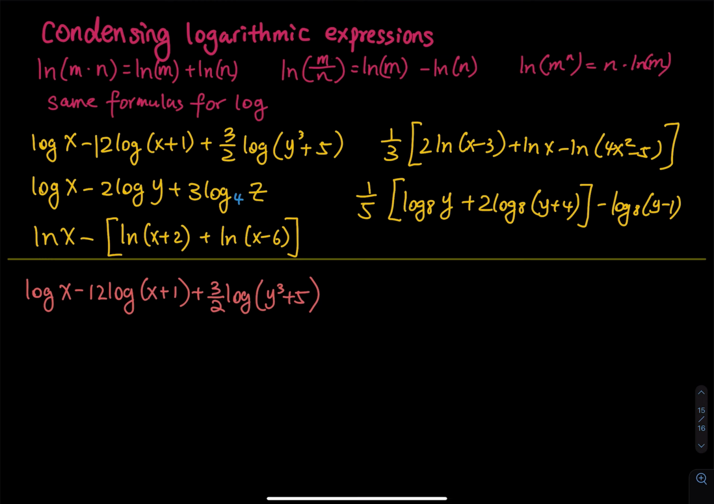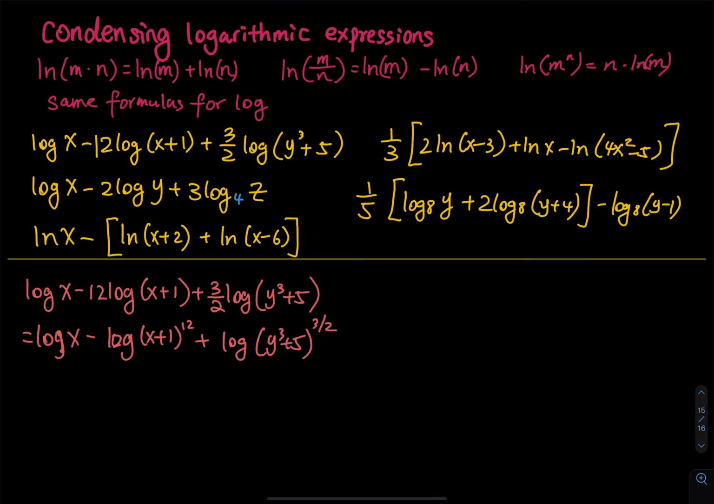If you change all the ln to log, these 3 formulas will hold. Okay, so the first one is log of x minus 12 log of x plus 1 plus 3 over 2 times log of y to the third plus 5. So first of all, let's bring the number in front of each log to the exponent. So this is equal to log of x, and then bring the 12 up, so log of x plus 1 to the 12th power, and then plus log of y to the third plus 5, raised to 3 over 2.